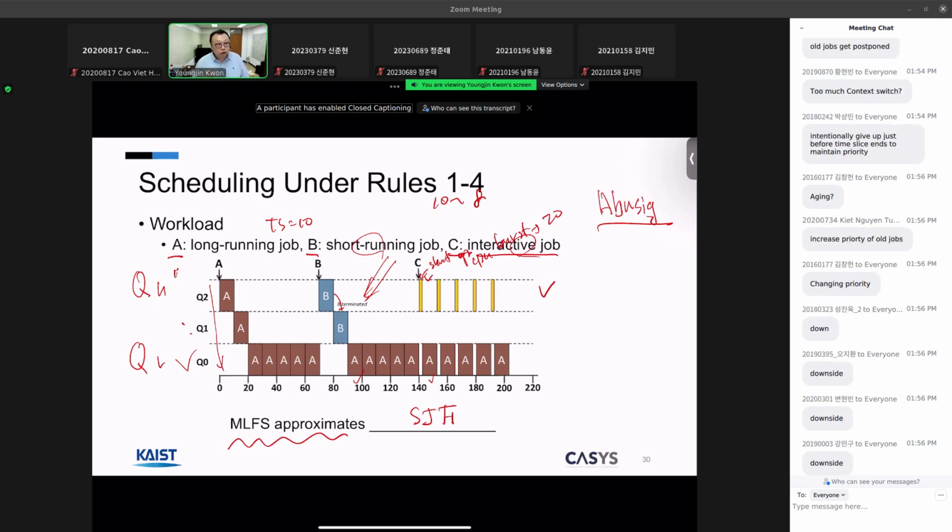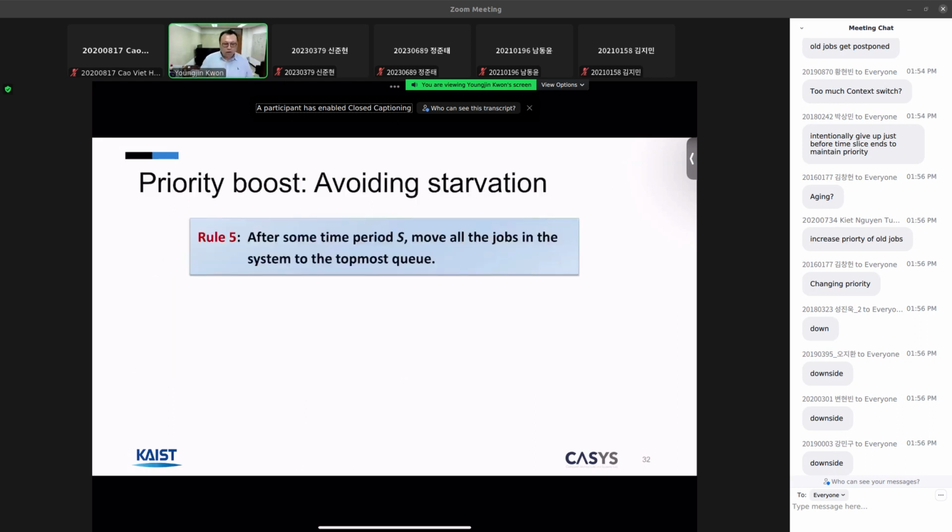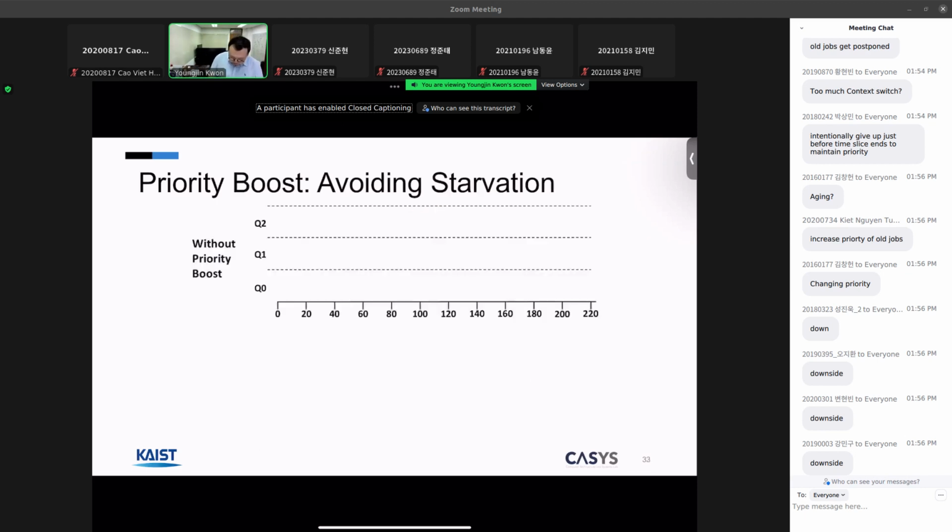Only downside. So what's the idea? Changing priority to the upside. That's the idea. So that actually leads to this rule 5. After some time period S, which is also a parameter, usually a multiple of the time quantum, move all jobs in the system to the topmost queue. This is called priority boosting.